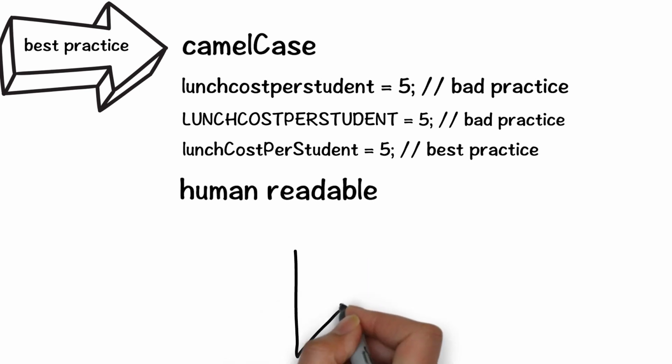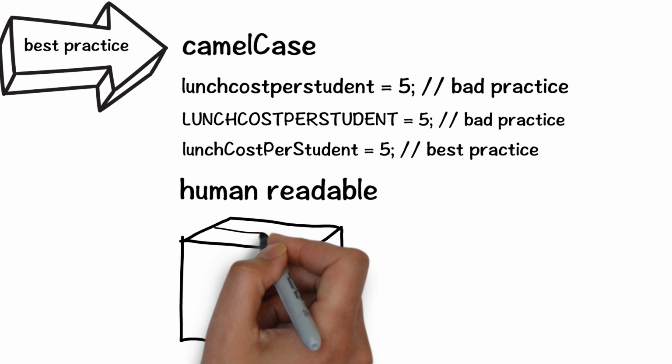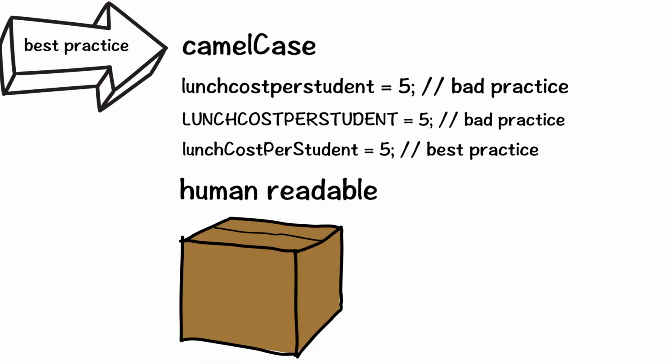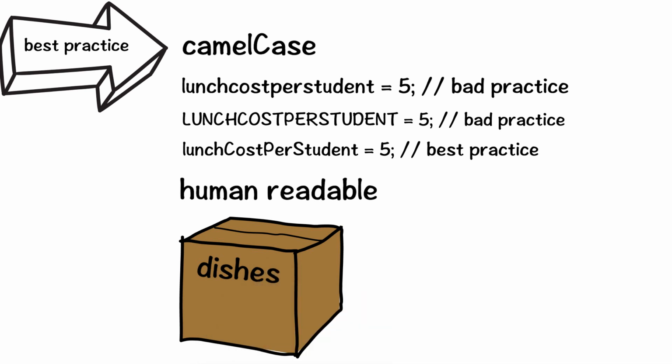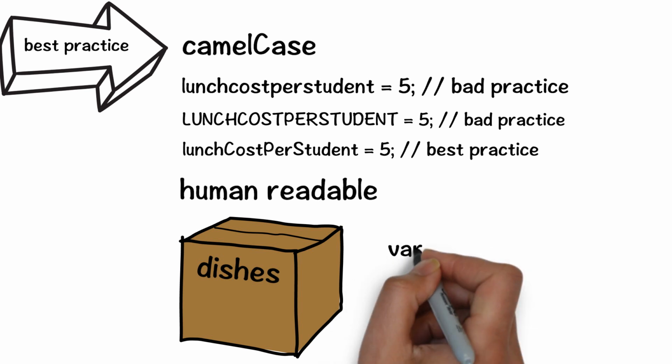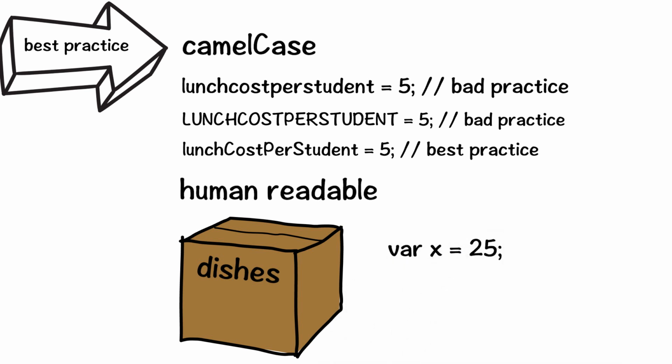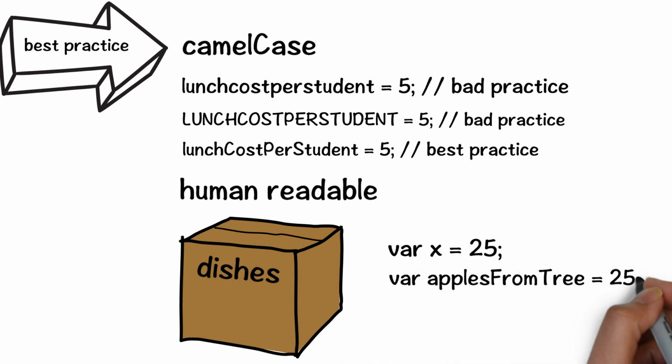Think of moving. You take all the articles of your home and you put them in boxes. For instance, if you pack up your kitchen, you might write kitchen or dishes on the box instead of X, which may be faster to write and take less ink, but you wouldn't know the best place to unpack the box in your new home based on the label. Let's look at an example. var x equals 25 is not as helpful as var applesFromTree equals 25, even though the code is shorter. Less code doesn't always equal better code.